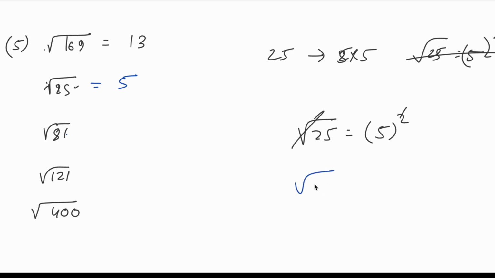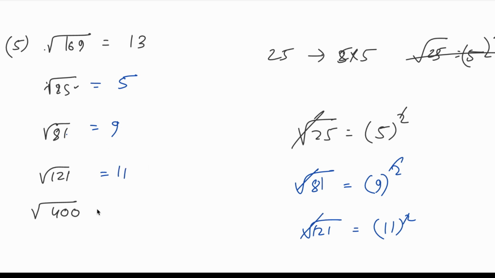Under root of 81, which is 9 square, you can cut out the roots, which is 9. Under root of 121, which is 11 square, you can cut out the roots, which gives you 11. For 400, it is 20. Clear? Now let's move to question number 6.